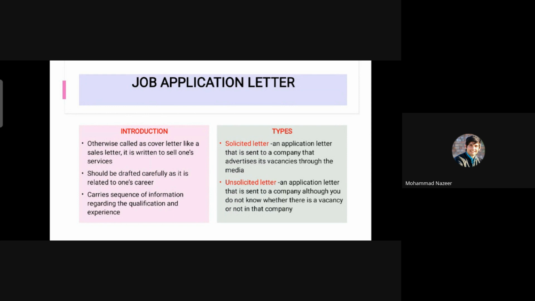So the answer is, whenever we are writing any kind of application for a job, it should be well drafted. It should contain all the relevant information which is required. Apart from that, you should always present the sequence of your qualifications and experience whenever we are presenting ourselves for any kind of job, because this is how these people will be advertising.